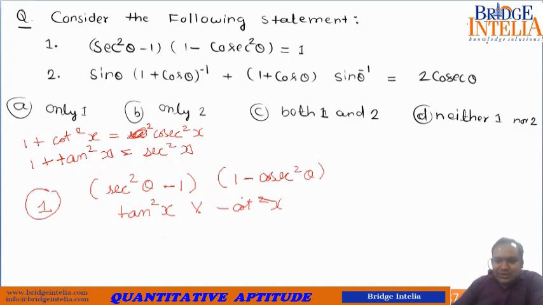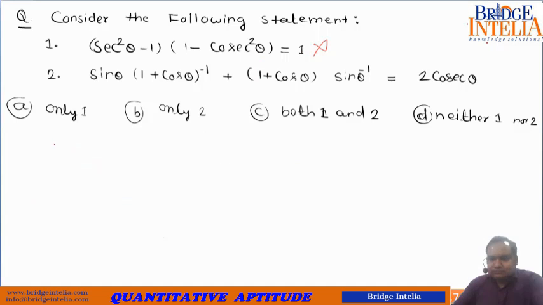So though these two are reciprocal, this minus won't go, so this comes out to be minus 1. So the first statement is not correct. The first statement is given as 1, though it should have been minus 1. So the first statement is not correct. Now let us verify whether the second statement is correct or not.